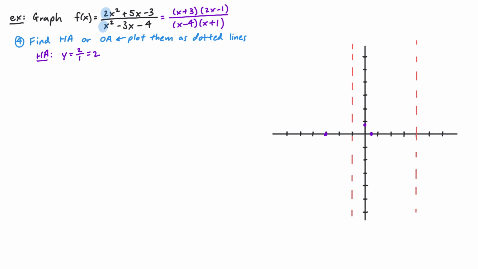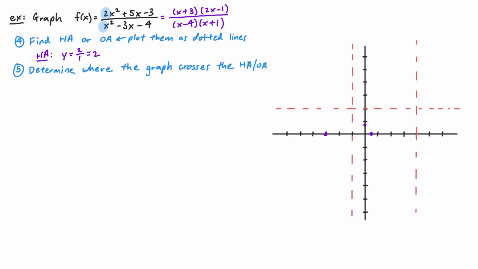So what we want to do now is plot a dotted line on our graph for this horizontal asymptote. We're plotting here y equals 2. In our next step, we want to determine where our graph crosses the horizontal asymptote or oblique asymptote. In general, if you want to find the intersection of two functions, you set the functions equal to each other and you solve for x. In this case, we want to set our function equal to the asymptote and solve for x.